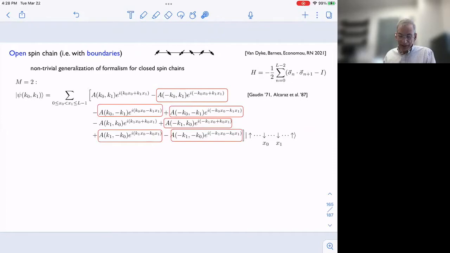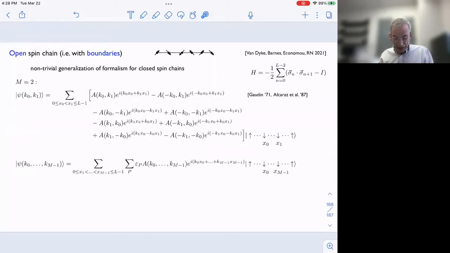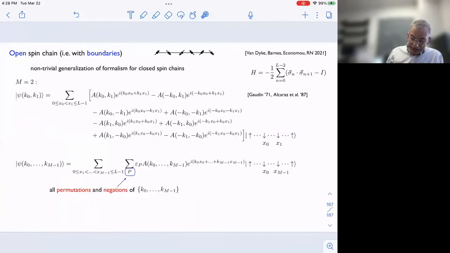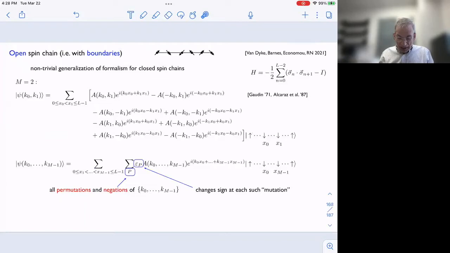So in general, the eigenstates are given by this formula. You don't have to look at the details. The main point is that now when I sum over permutations, it's not just permutations, but also negations, where k goes to minus k. And that's why you have so many more terms. And this epsilon p changes sign at each such mutation. So either permutation or negation, then we pick up a sign. So that's the beta states now.